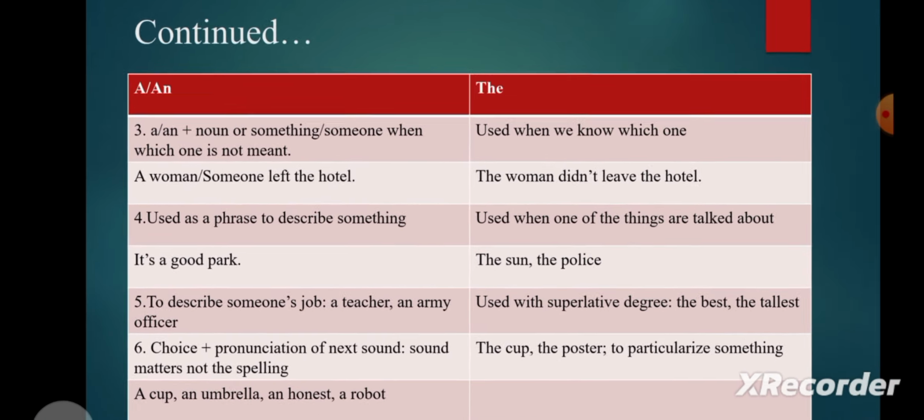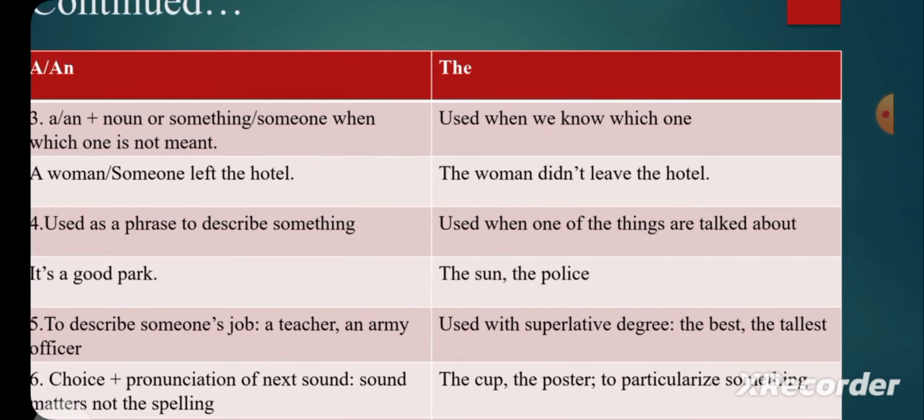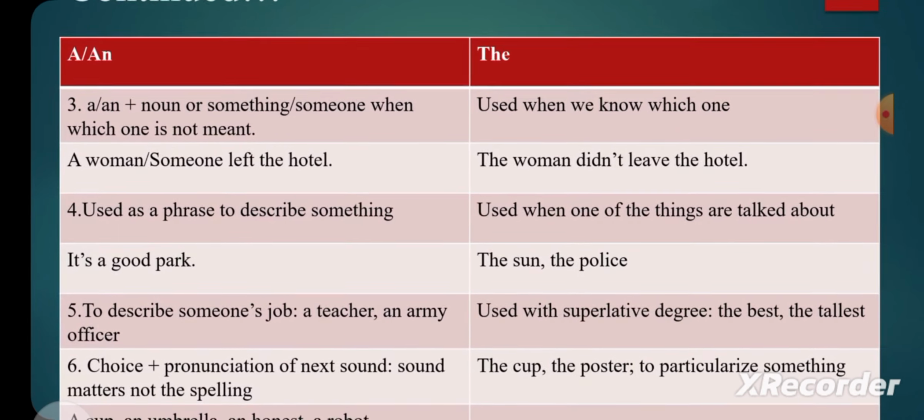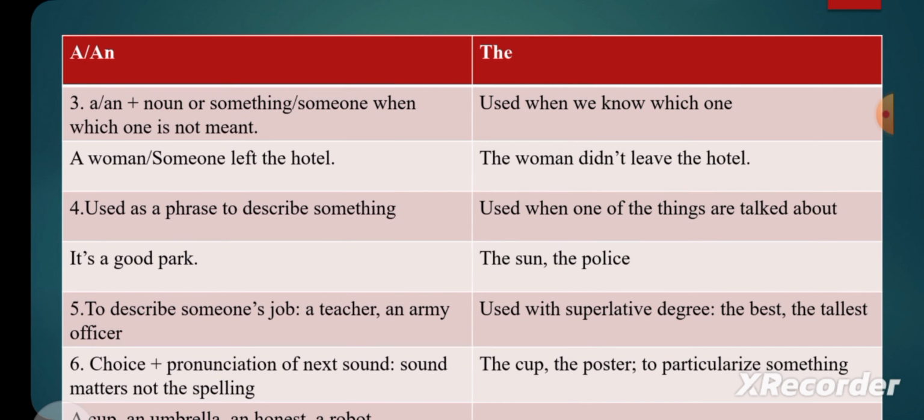Number three is a or an plus any noun, or something or someone, when which one is not meant. For example, a woman left the hotel, someone left the hotel. We don't know who that woman or someone was. But the is used when we know which one. The woman did not leave the hotel, meaning the woman who was staying inside the hotel, we know who that lady was. A or an are used as a phrase to describe something. For example, it's a good park, it's a good family, it's a good institution.